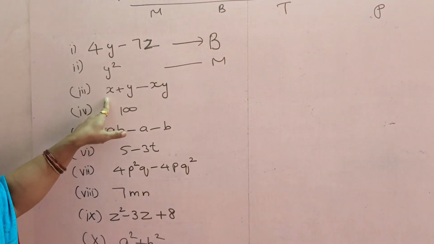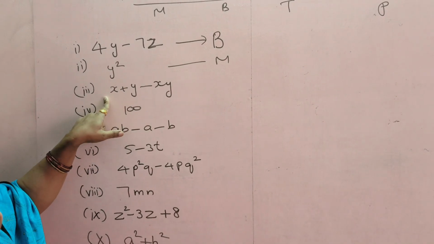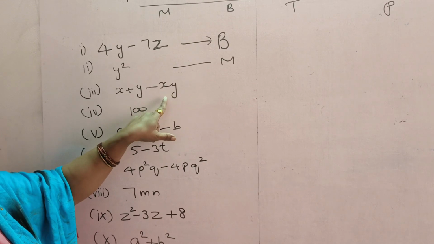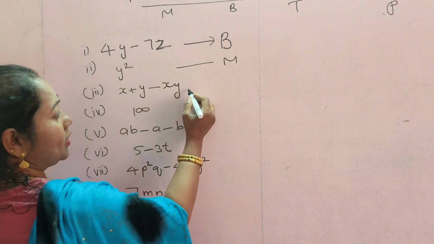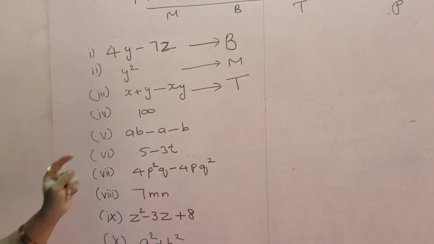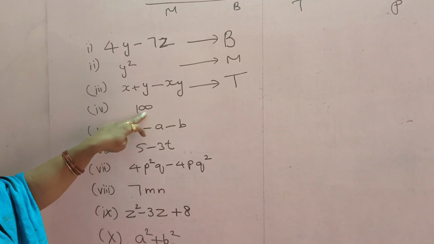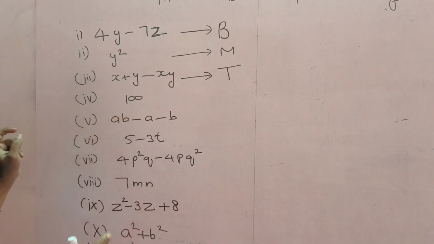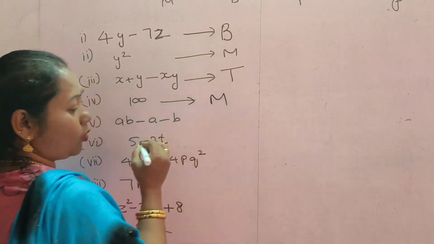So next one, x plus y minus xy. How many terms are there? X one term, y the second term, xy. These both are multiplied here. So this is an entirely different term. So three terms are there. So what will it be? Trinomial. 1, 2, 3, trinomial. Now let us consider this one. There is only one single number, 100. That is a single term. So single term means one term, that is called monomial.